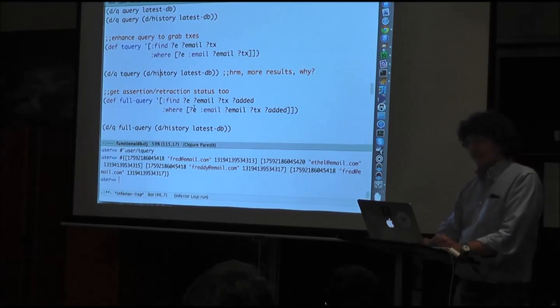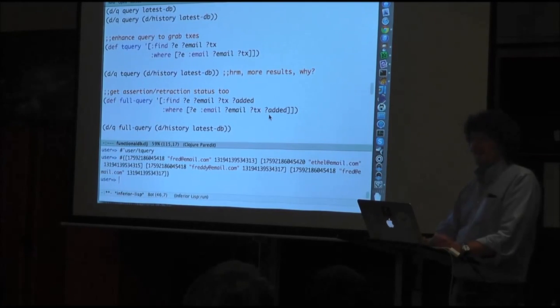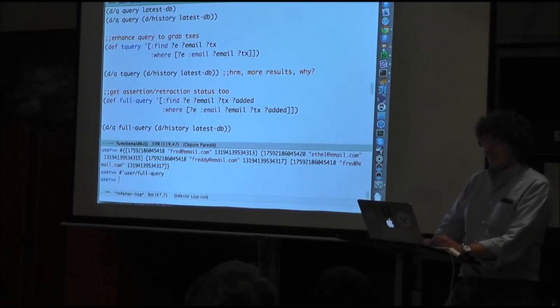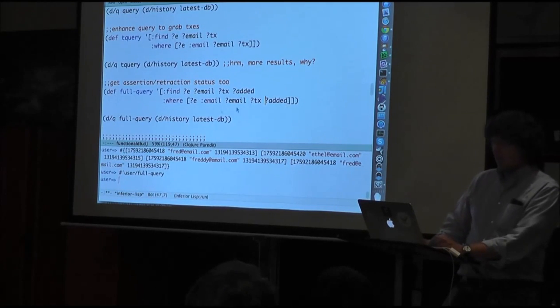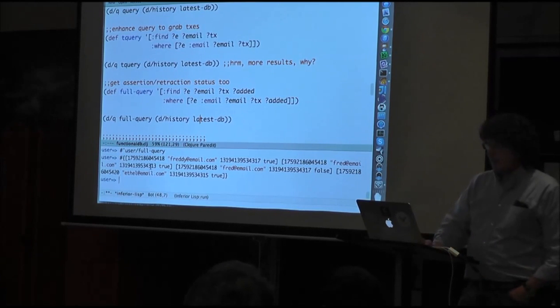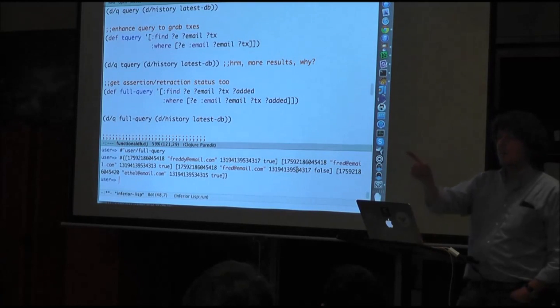Well, it ends up that this triple and quad thing, it's all a lie. They're quints. There's an entity. There's an attribute. There's a value. There's a transaction. And then there's whether or not it was an assertion or a retraction. That's really what's in a datum. So we now have full query, which gets all of those pieces. And if we issue full query across the history, we'll see that this 313 is when we asserted that Fred's email address was Fred. And 317 is when we retracted that Fred's email was Fred.